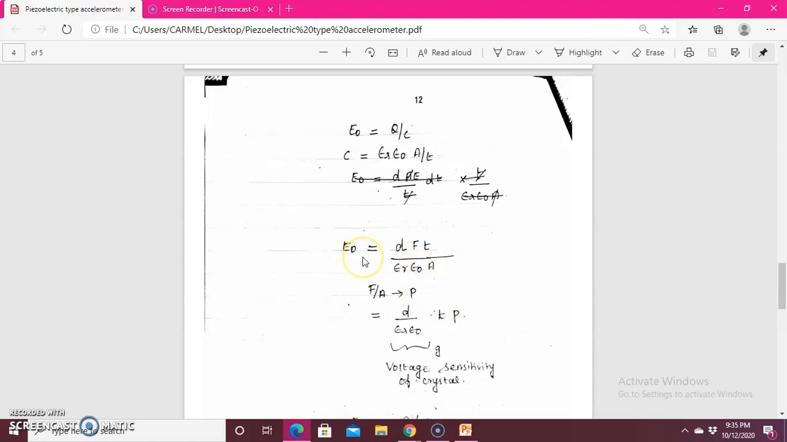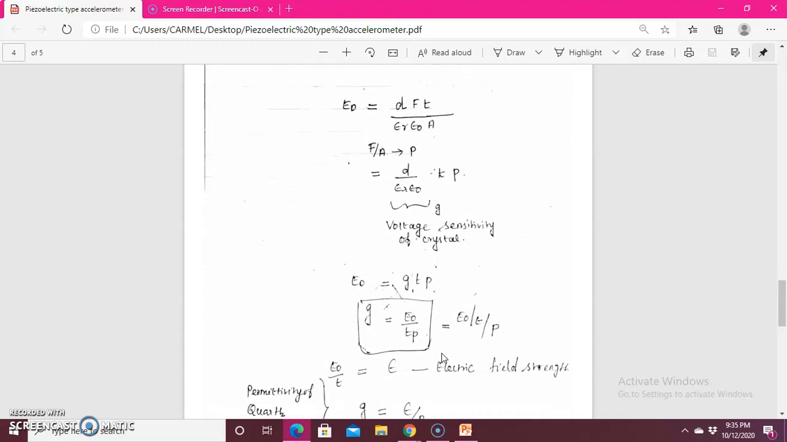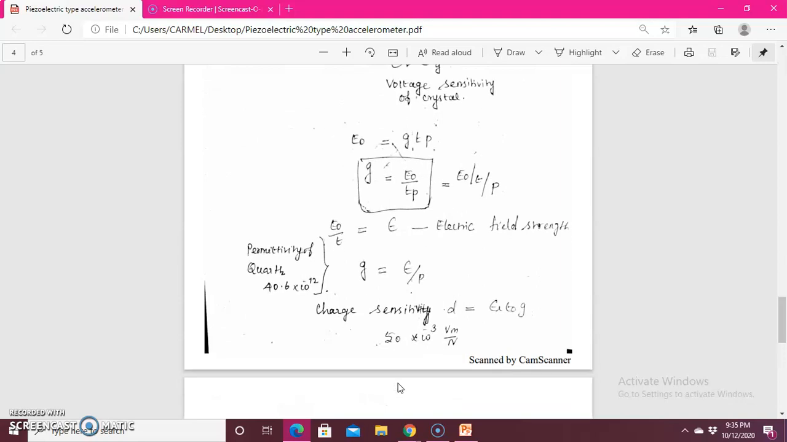So what will have your field strength E naught, which is equal to D by epsilon R epsilon naught into T into P. So D by epsilon R epsilon naught I am just going to have G. What is G? It is voltage sensitivity of crystal. So after substituting this particular term, you will have E naught, which is G into TP. So your G, which is equal to E naught by TP. So E naught by T I am just going to take as a single term. So your E naught by T is epsilon, which is nothing but electric field strength.